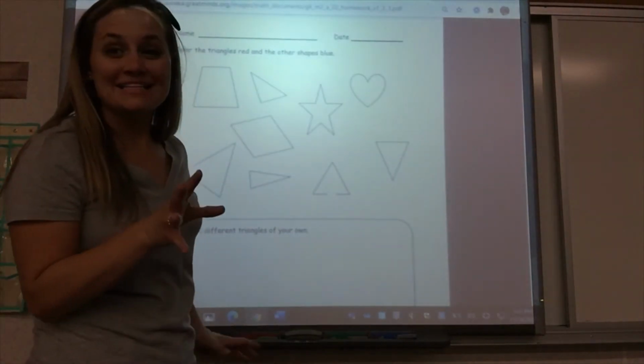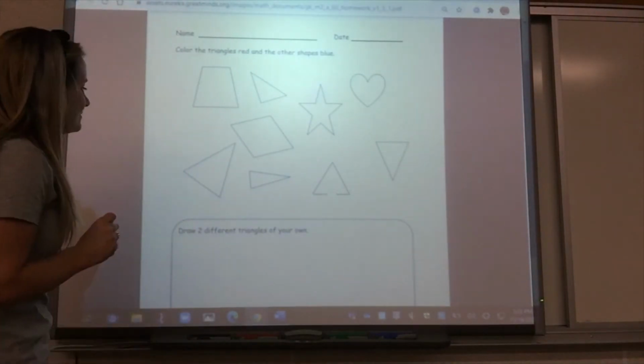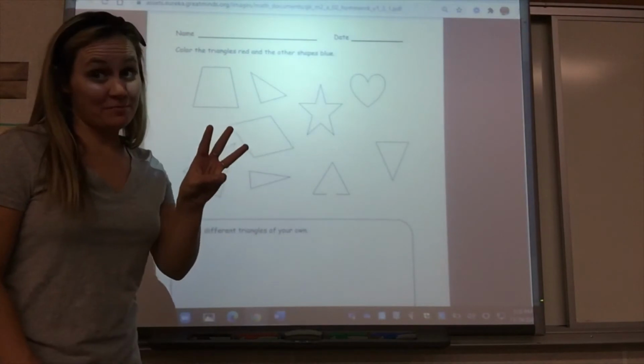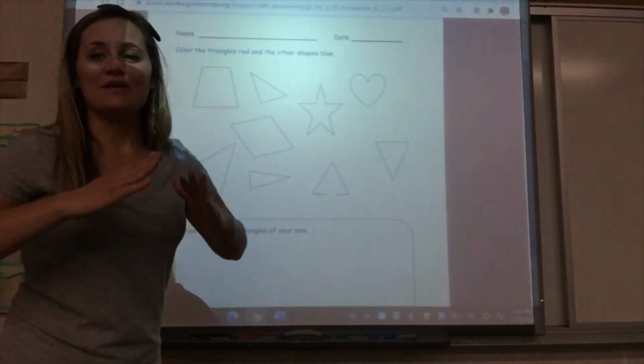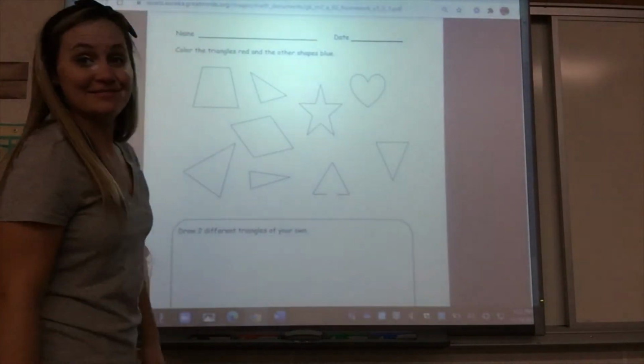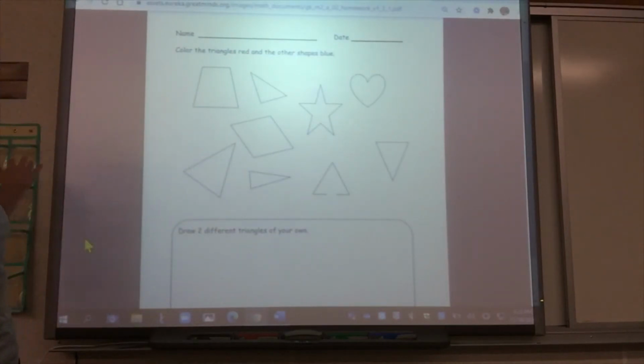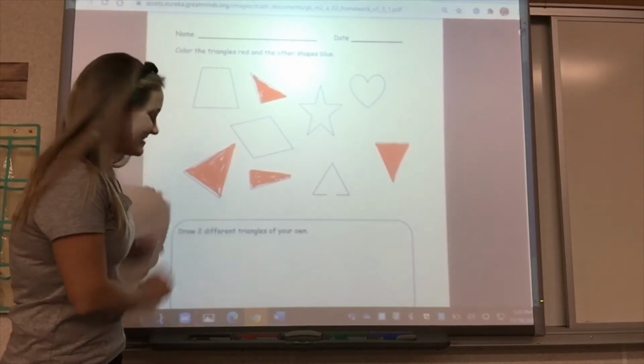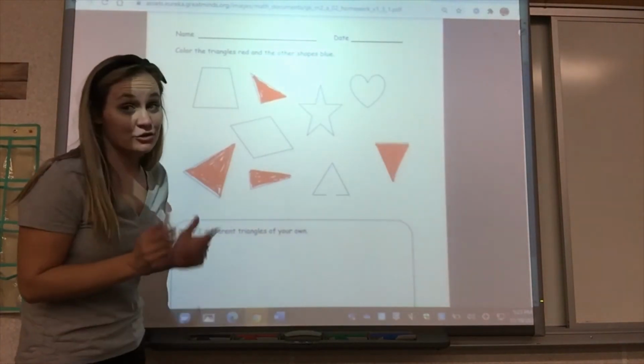We know how to classify triangles. They are 3-sided shapes with 3 pointy corners, and they are closed in completely. Which ones are triangles? These ones! And you practiced drawing triangles.